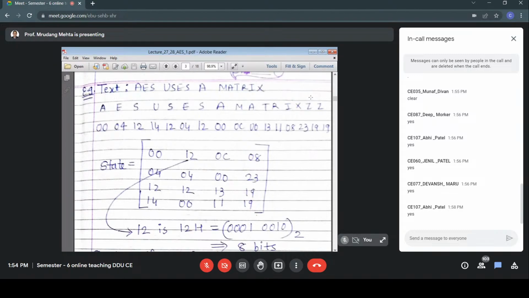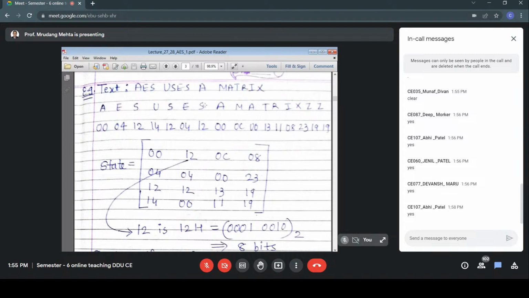Two more, we append Zs, padding Zs, so that it becomes 16 bytes. 16 characters is 16 bytes. Now we want to encrypt it. To encrypt it, first we represent each character as a 2-digit hex value. 2-digit means if it is 0, we have to write 00. If it is E, we have to write 0E. And remember it is a hex value.